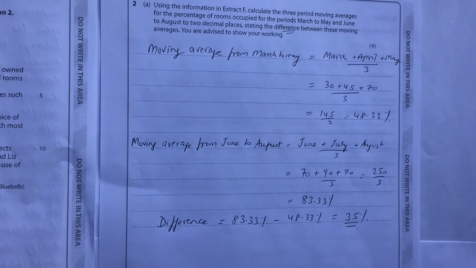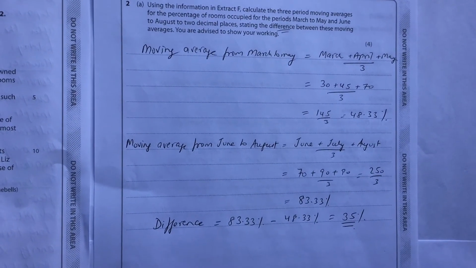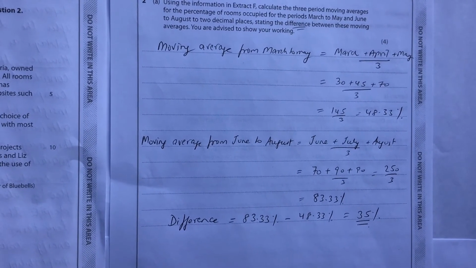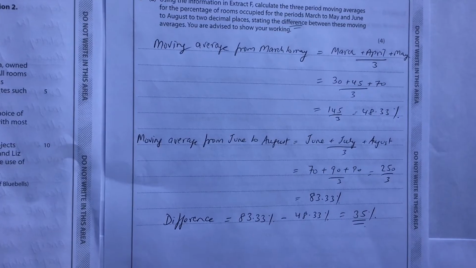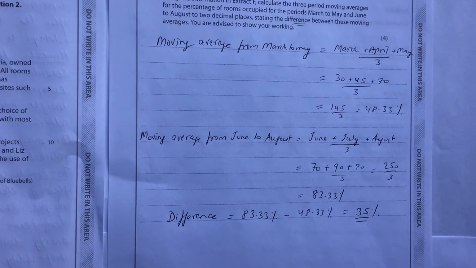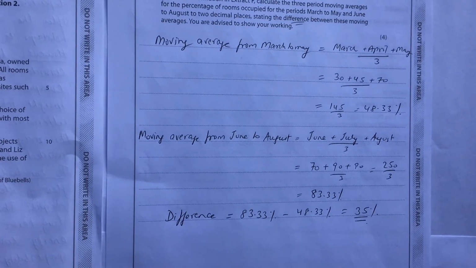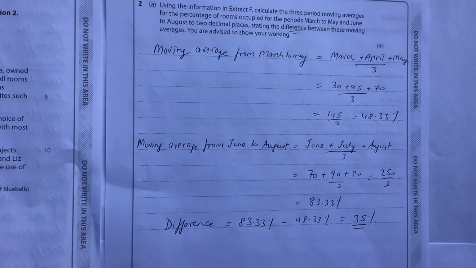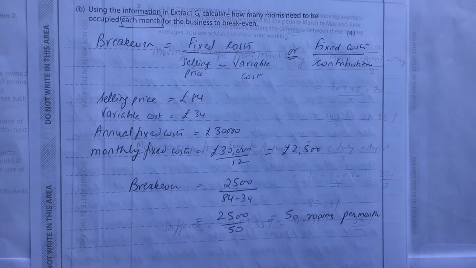Moving average from March to May. So moving averages, you add them and divide by 3. So March, April plus May divided by 3, you get 48.33. Then you do for June to August, and then you calculate the difference and give it to 2 decimal places, but here you've got the whole number, 35%.